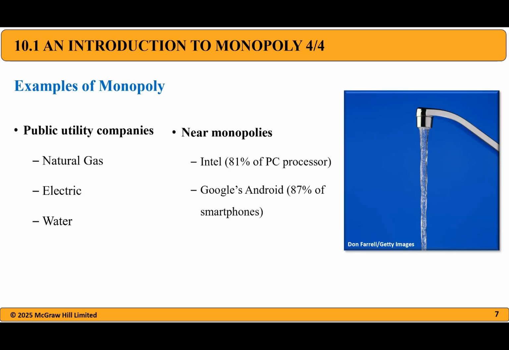Here are some examples of monopoly. You can think about public utility companies, where natural gas, utility, water can be thought of as monopoly examples. And here are some examples of near monopoly. So these are some real world examples. For example, Intel, which is dominant in the processor industry, and Google's Android, which also dominates the operating system of mobile phones. Most smartphones are based on Android.